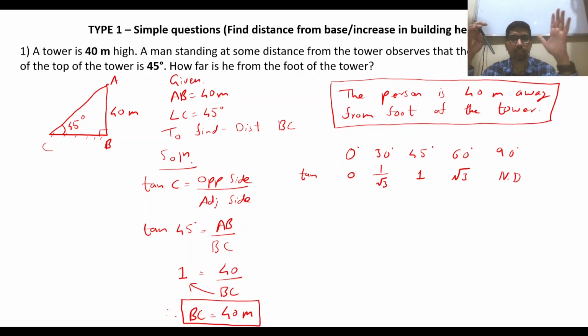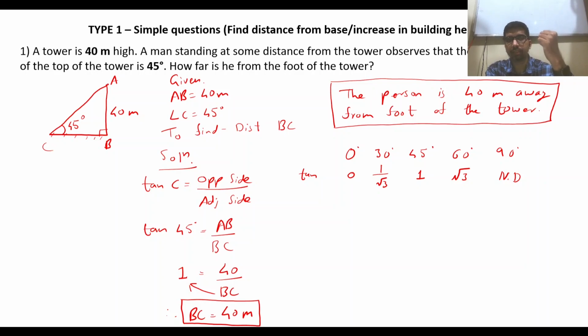Now come for tan. First learn the angles. Learn on fingers 0, 30, 45, 60, 90. Always 0, 30, 45, 60, 90. Now see tan 0. Now tan values: 0, 1 upon root 3, 1, root 3, not defined. So every finger is a number and every finger is also an angle.